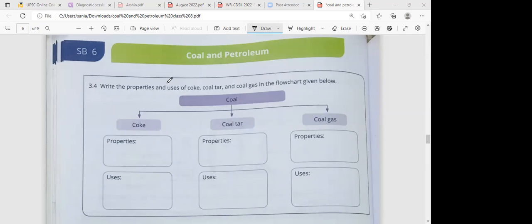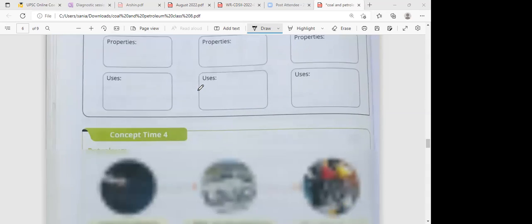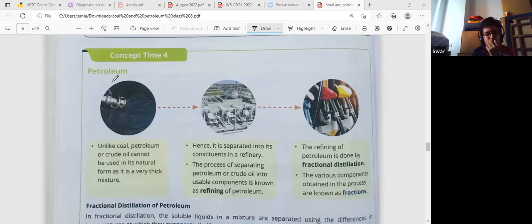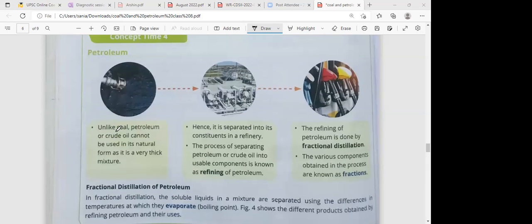Okay. So now we are going to do a few things about petroleum. Unlike coal, petroleum or crude oil cannot be used in its natural form as it is very thick and a mixture. So these are a few points about petroleum. Like coal, you can use it just by processing, but you cannot use petroleum directly because it is very thick.